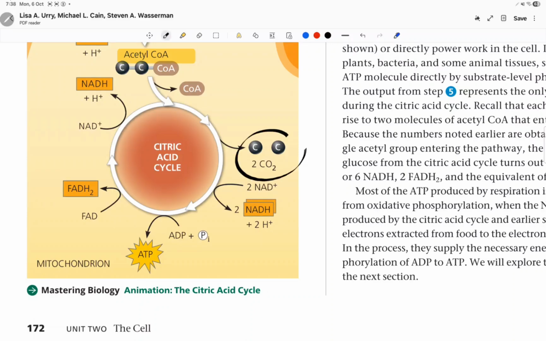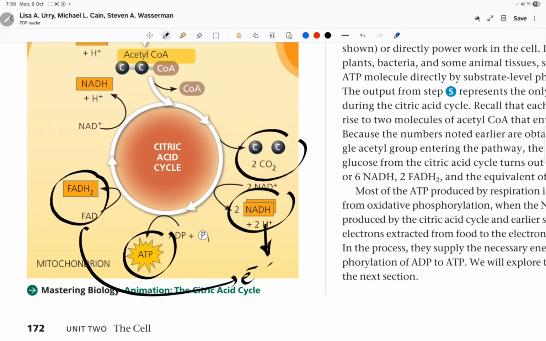So you're going to get CO2 out, 2 NADH, electron carriers, ATP, FADH2 as well. So NADH and FADH2 are both called electron carriers. They will carry electrons. This is all happening inside the mitochondrial matrix, by the way, and you must have O2 for whatever happens in the mitochondria. So the next stage will occur in the inner mitochondrial membrane.